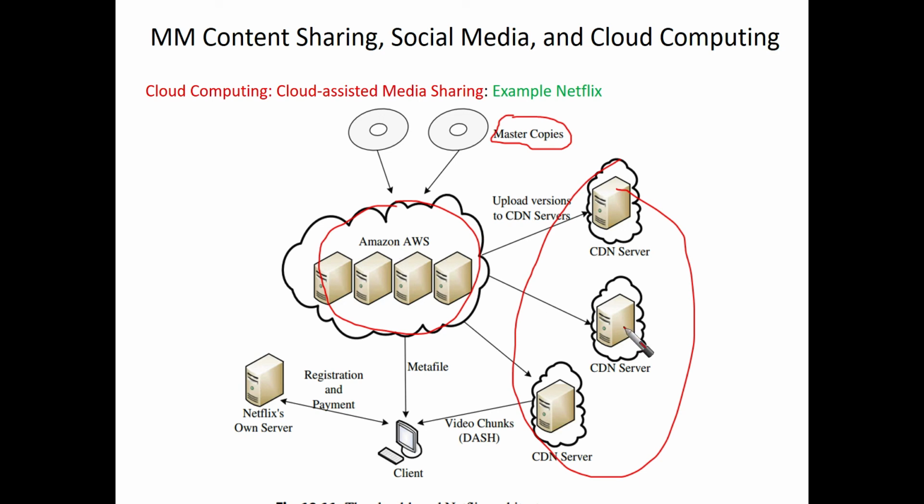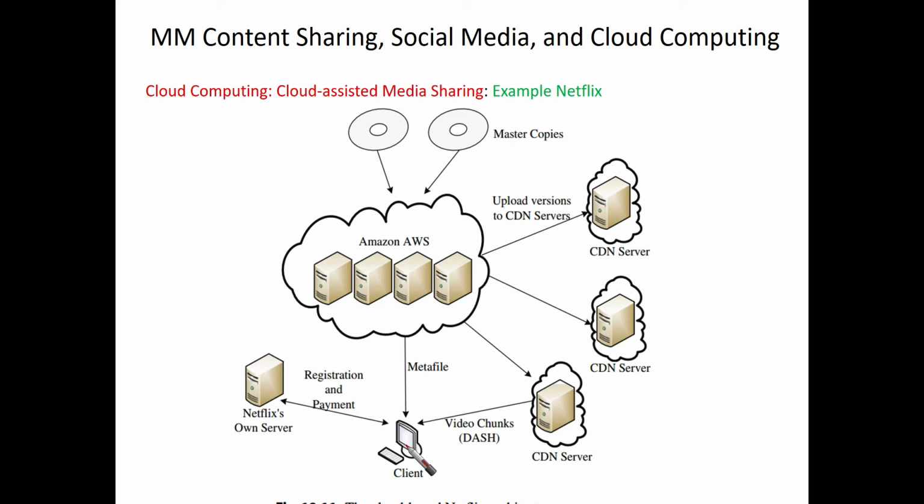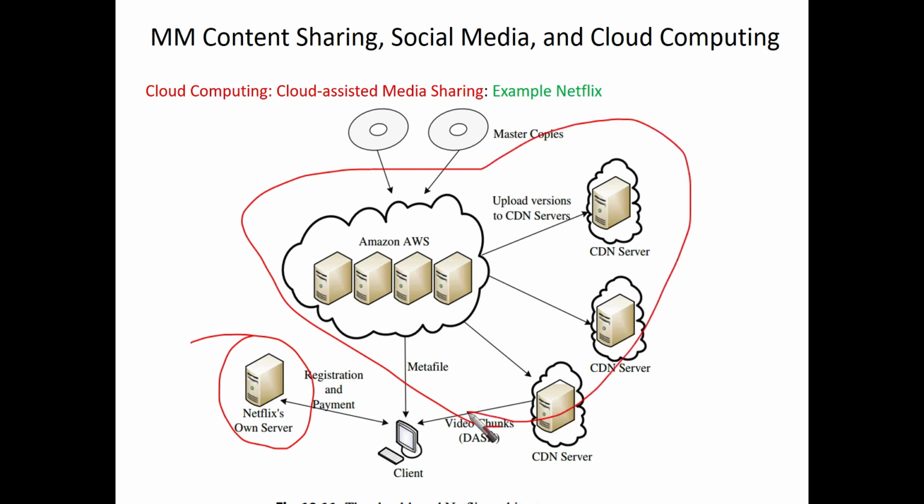So Netflix only does the registration and payment. Netflix has just a small server. Of course, this small server is also a big server. They only maintain their own registration and payment, and everything else relies on Amazon AWS. So this is how the cloud itself can assist these kinds of media sharing, and even the big players are using other big players' cloud computing services, right?